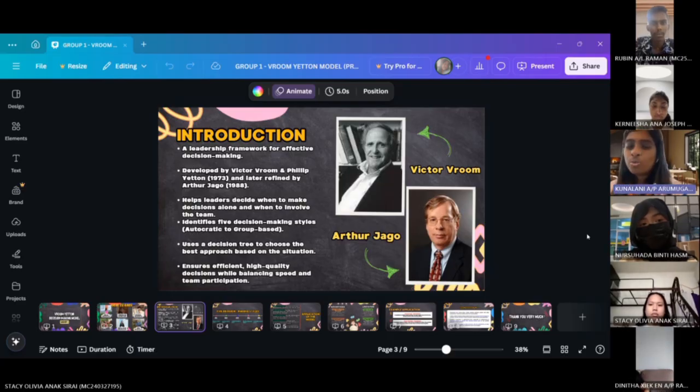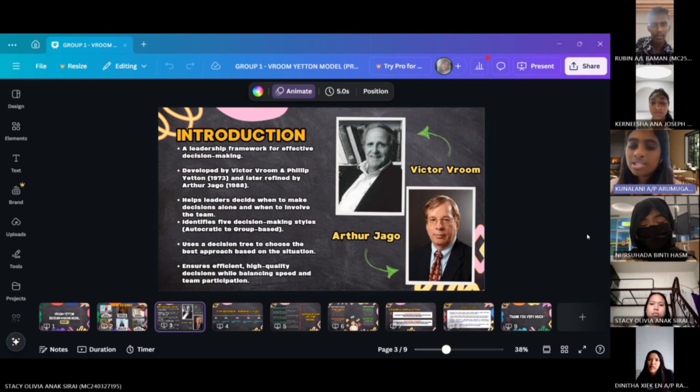The Vroom Yetton model is a leadership framework and a decision making approach that depends on the situation. When it comes to a situation, they will decide whether it could be decided in a team or in a lone way. As I told you, it is a structured way to decide whether to decide alone or in teamwork.